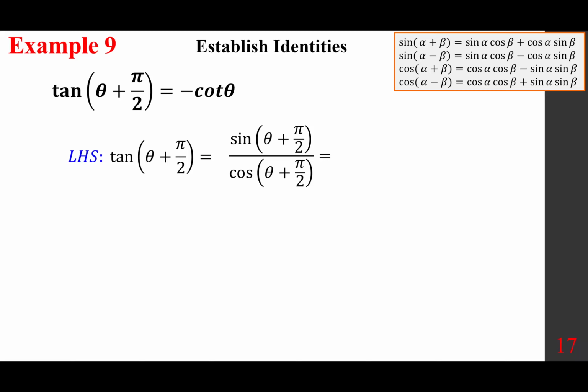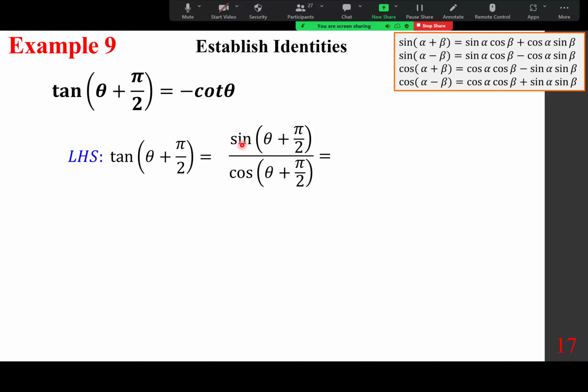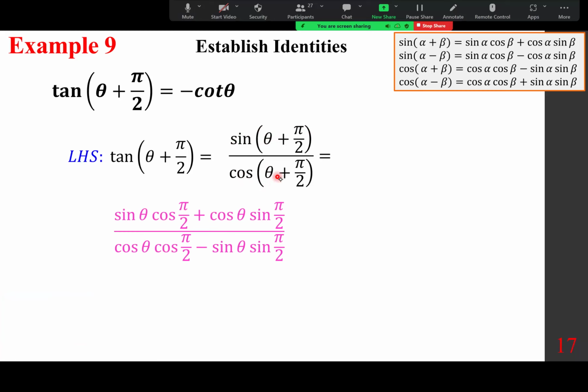So we have sine theta cosine pi over 2 plus cosine theta sine pi over 2. The bottom is cosine theta cosine pi over 2 minus sine theta sine pi over 2. So this is the expansion from sine of alpha plus beta and cosine of alpha plus beta.